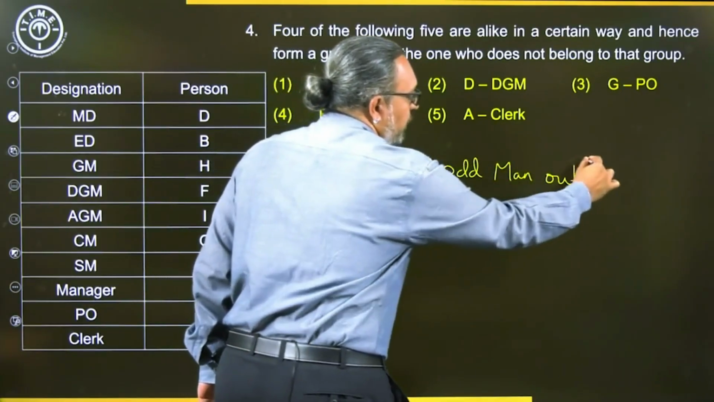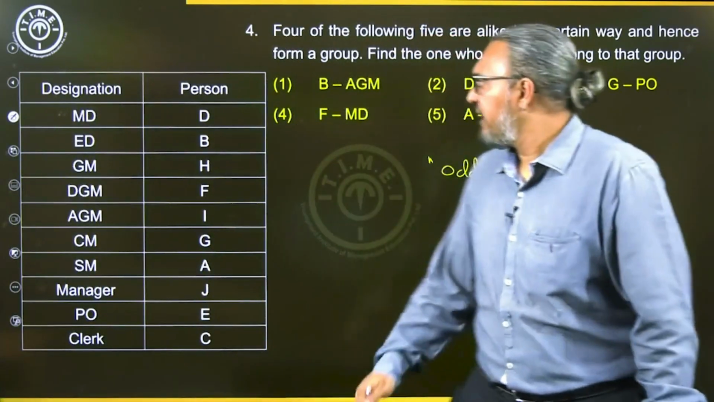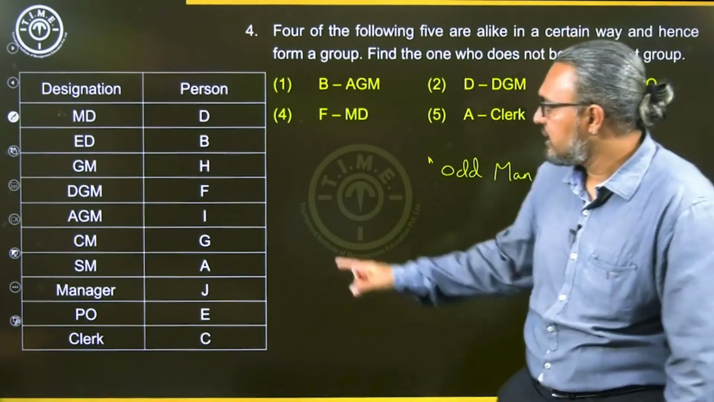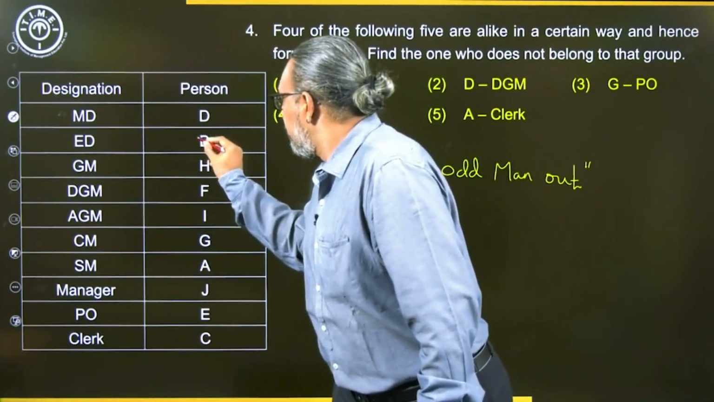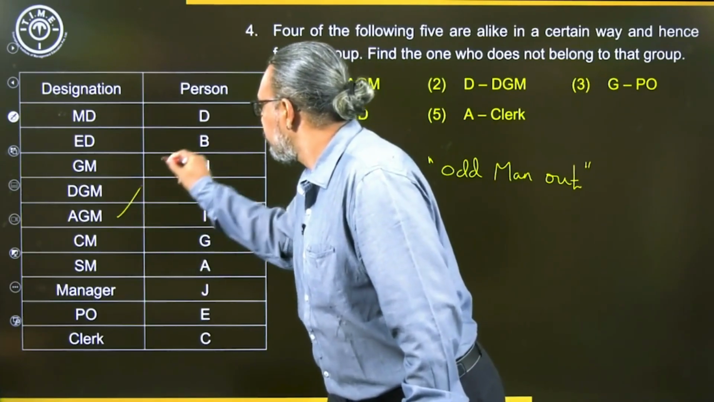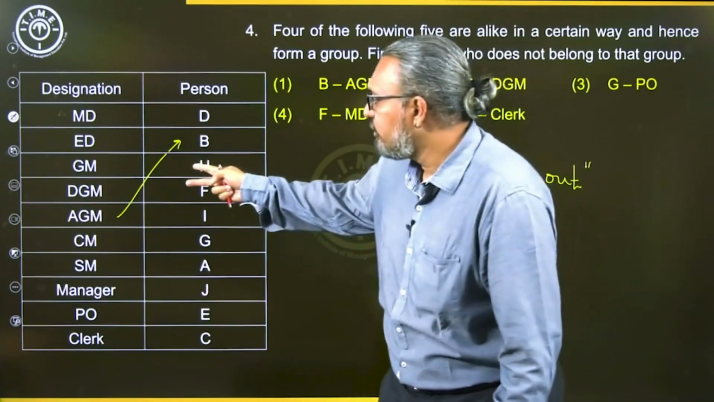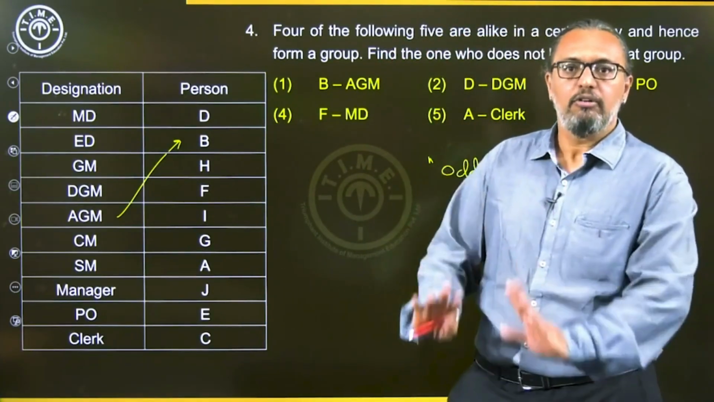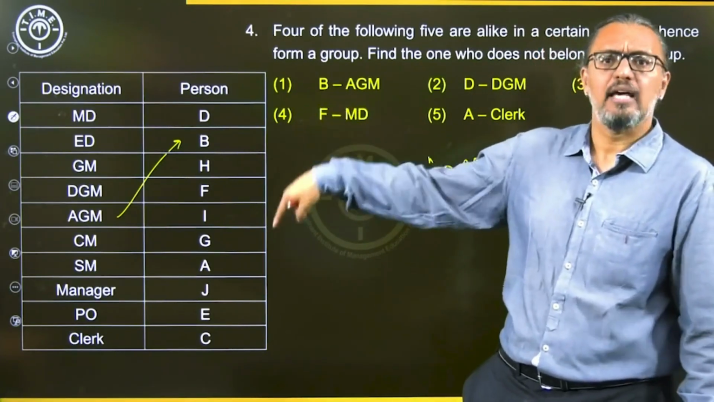So it's an odd man out format. Let's check it. The first option we have is B and AGM. Look at it, AGM is here, B is here. So the person is above the designation, correct? And in between you have 2. That's what I can understand from here. In between you have 2 people, person is above the designation.